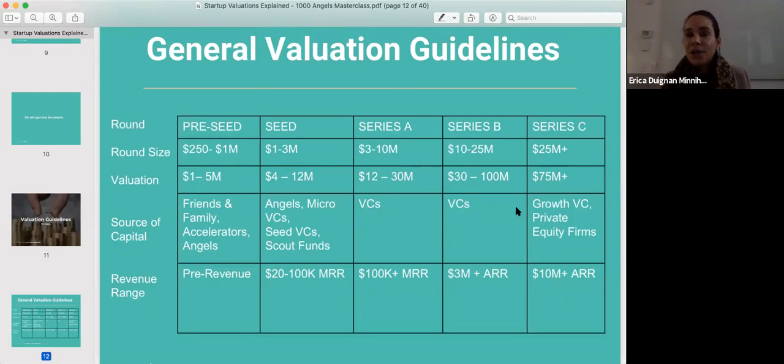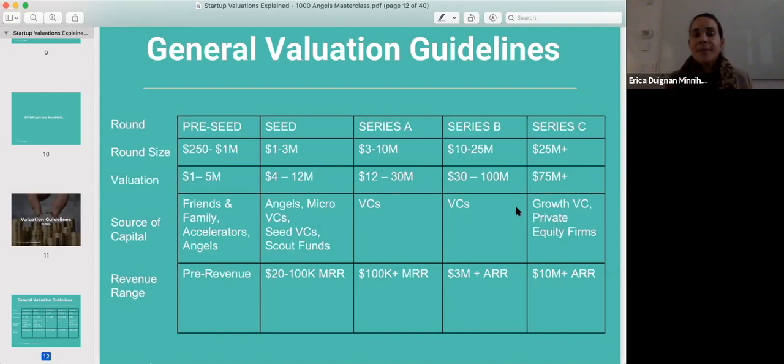And of course, later stage, where you get to growth equity rounds of Series C and beyond, will be rounds of usually 25 million or more with valuations of 75 million or more. And the investors there are growth stage VCs as well as private equity funds. So that's just a little bit about the stage and players and where capital comes from. But it's a really good guideline to help you understand the capital path of a startup.